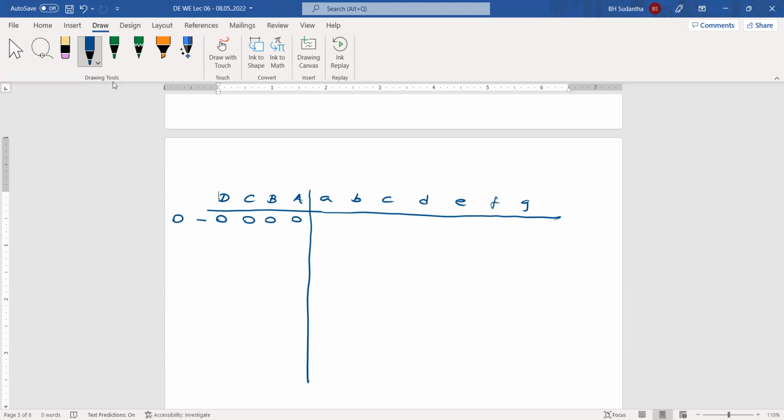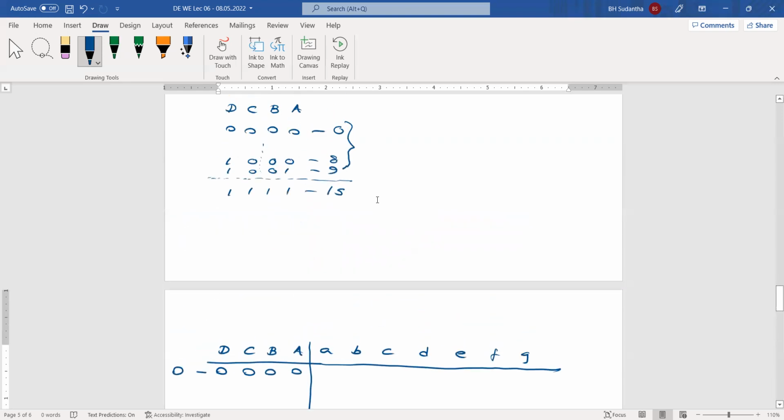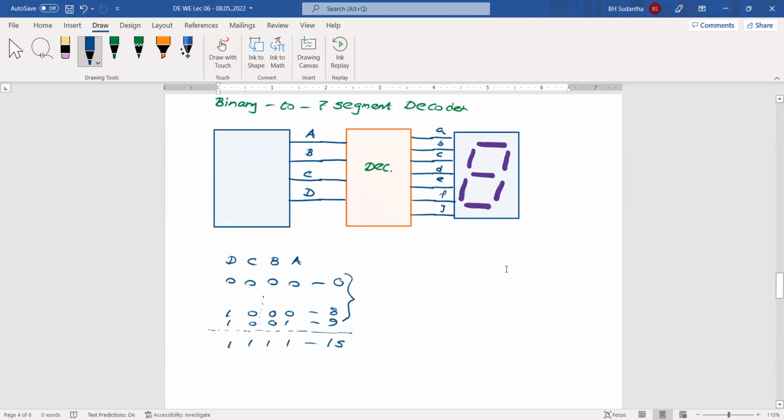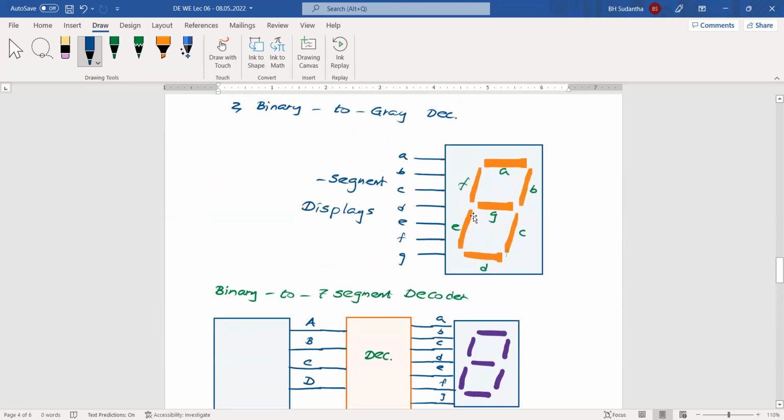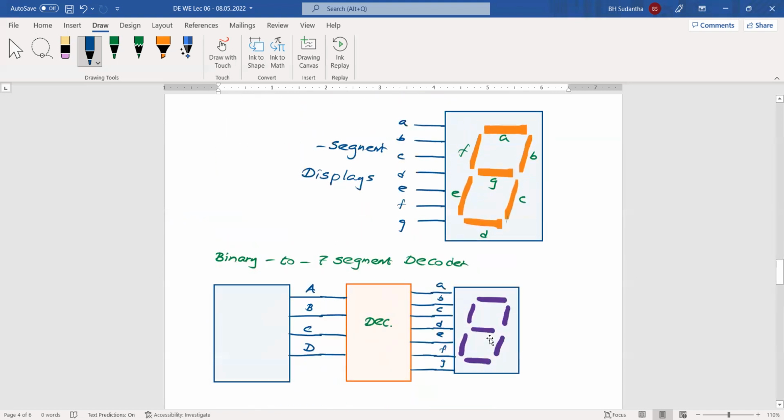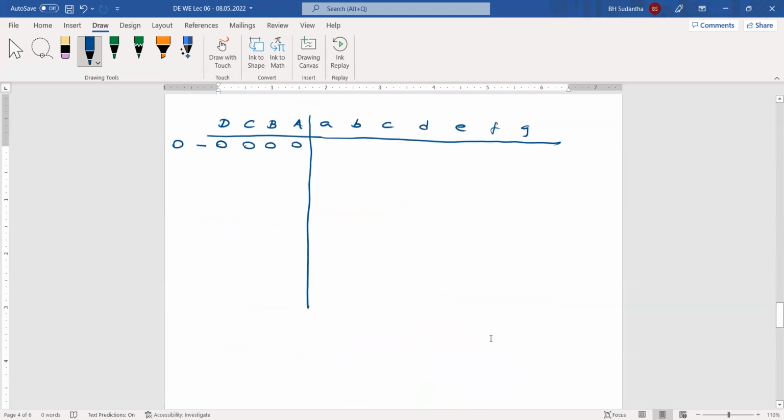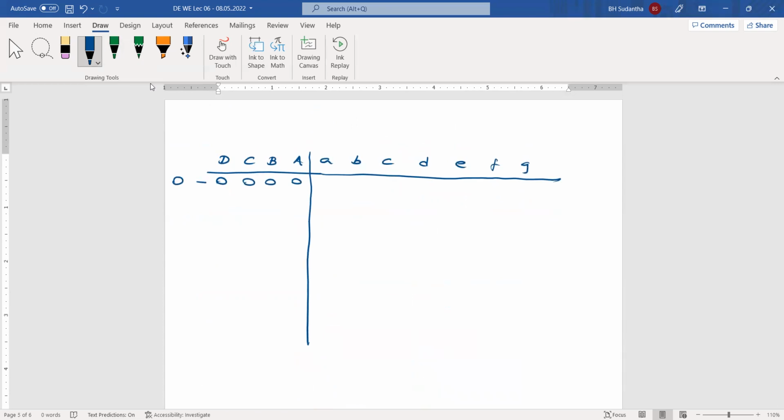To show 0 on the display, what are the segments we have to turn on? Other than G, all other segments should be turned on. Then we say G should be 0. All other segments are on.